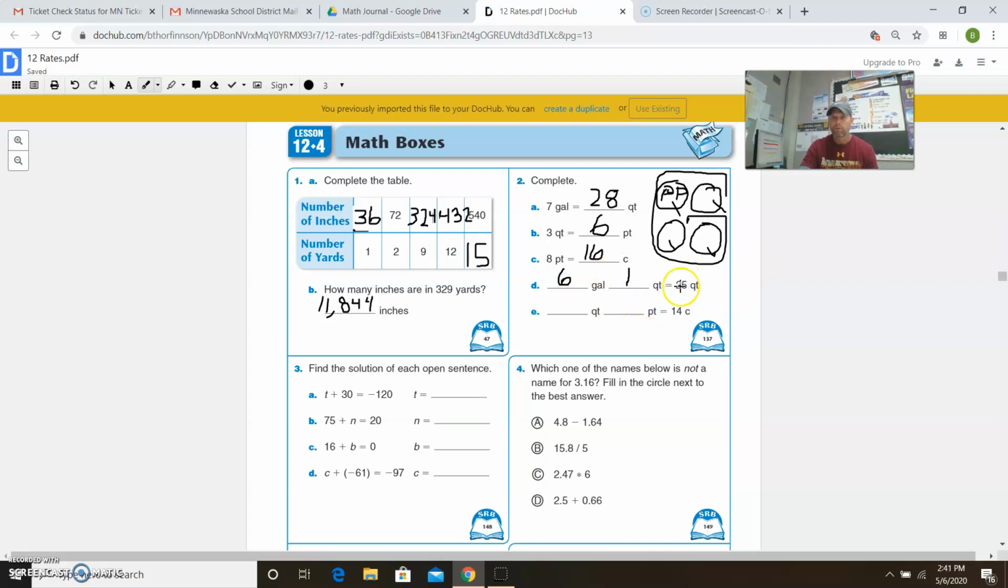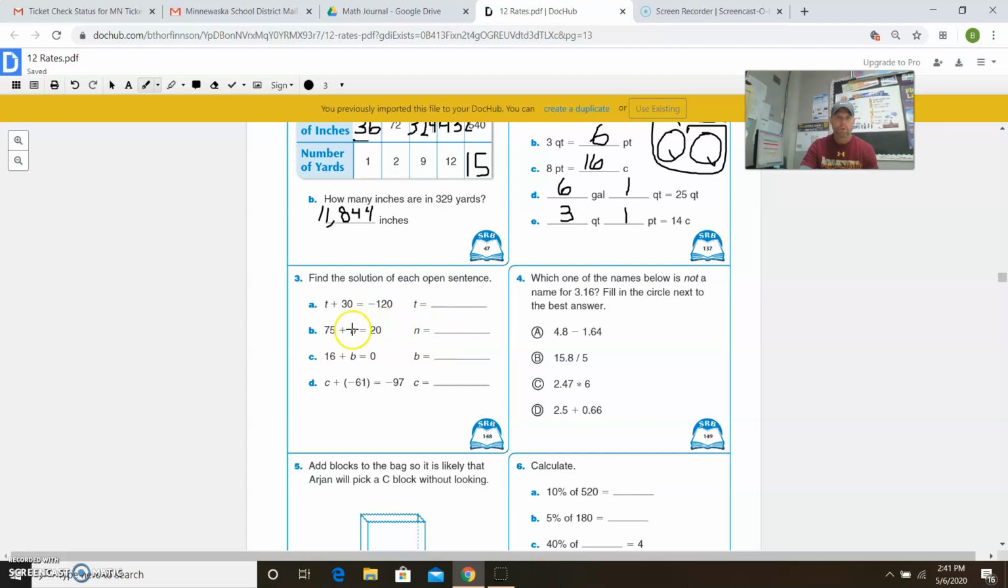6 times 4 is 24. It would leave you with 1 more. So now 14 cups. How many quarts would you have? Well, again, you're going to take 14 and divide it by 4, because in each quart you have 4 cups. So we take 14, divide it by 4, and you're going to get 3 quarts, and you're going to have 1 pint left over.